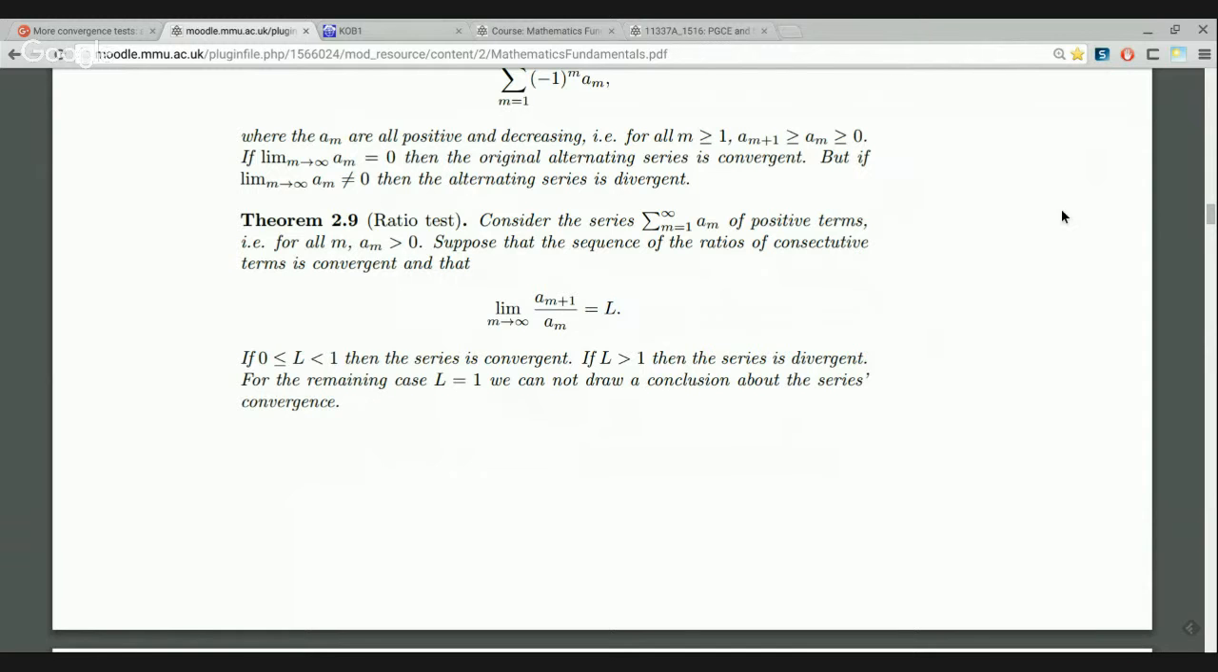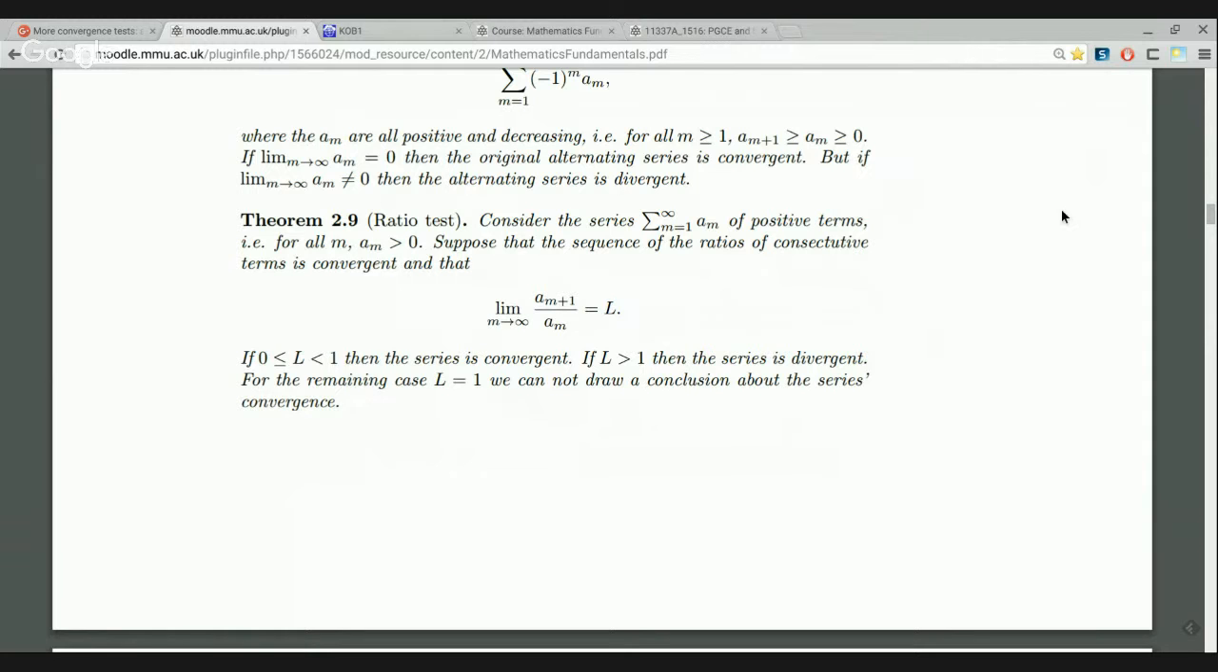So the ratio test can be proved by comparing the behavior. So it would be using a comparison test by comparing the behavior of the series we're looking at with a geometric series. Now what do I mean by that?